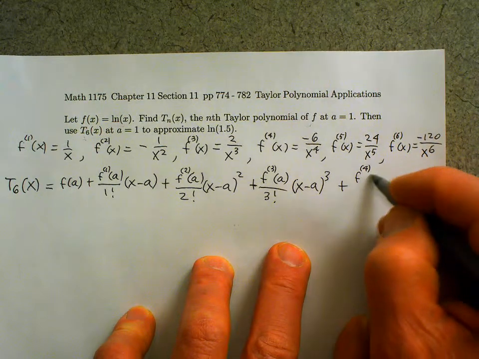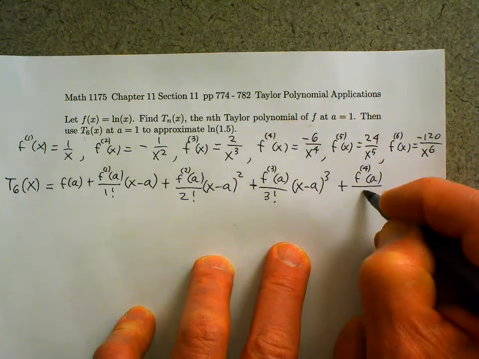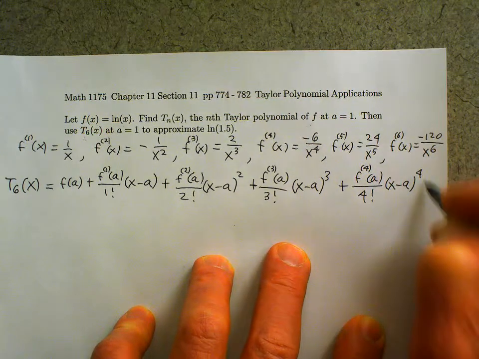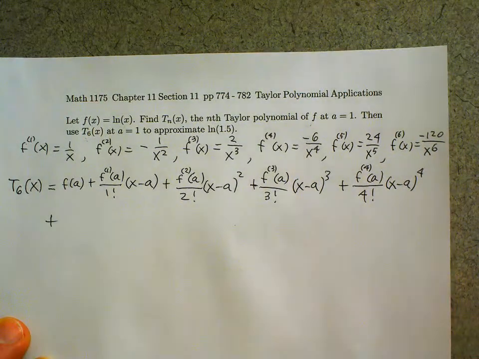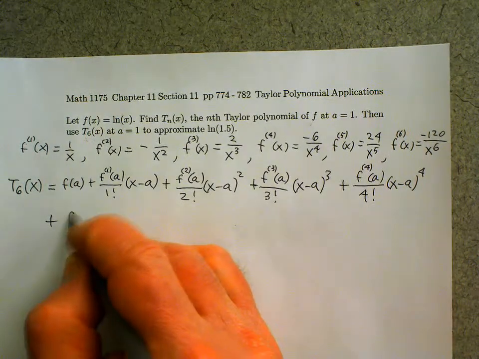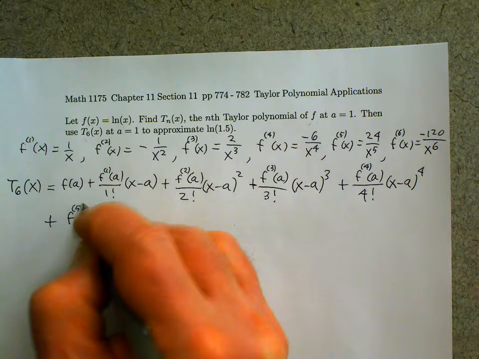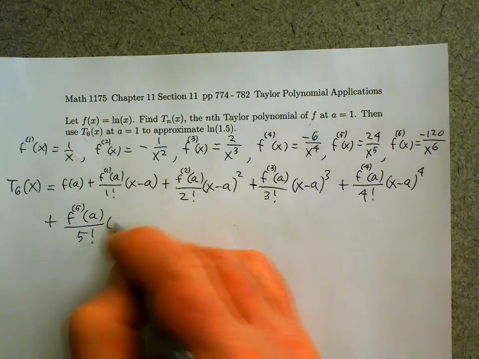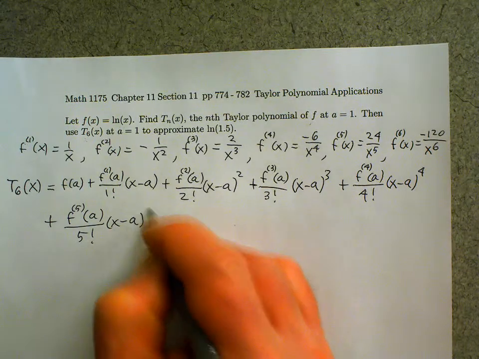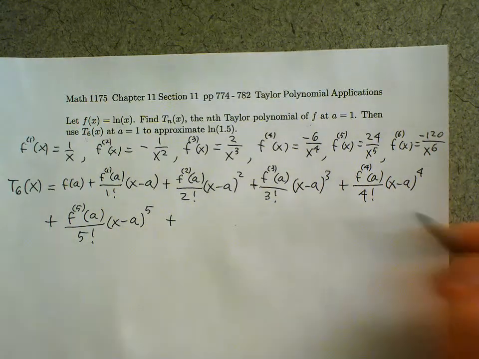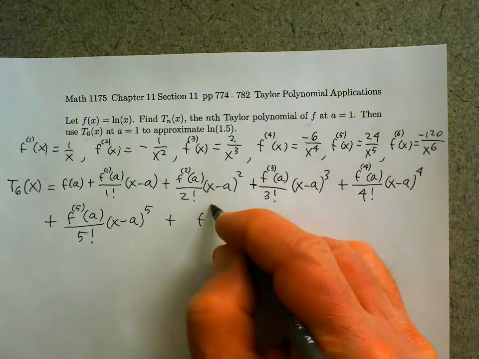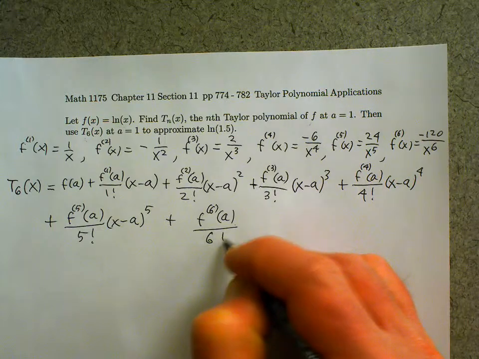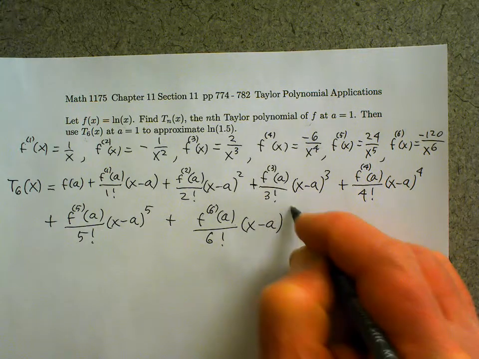The fourth derivative evaluated at A over 4 factorial times x minus A to the fourth. Then the fifth derivative evaluated at A divided by 5 factorial times x minus A to the fifth. And I'll just write down the last term and then we'll be done for today. The sixth derivative evaluated at A divided by 6 factorial times x minus A to the sixth.